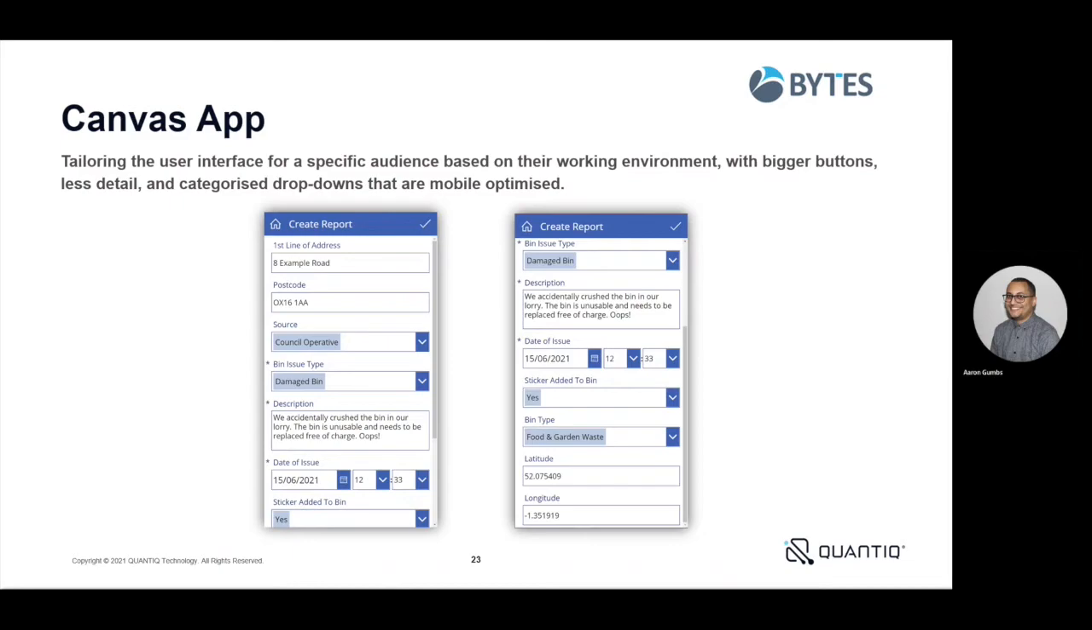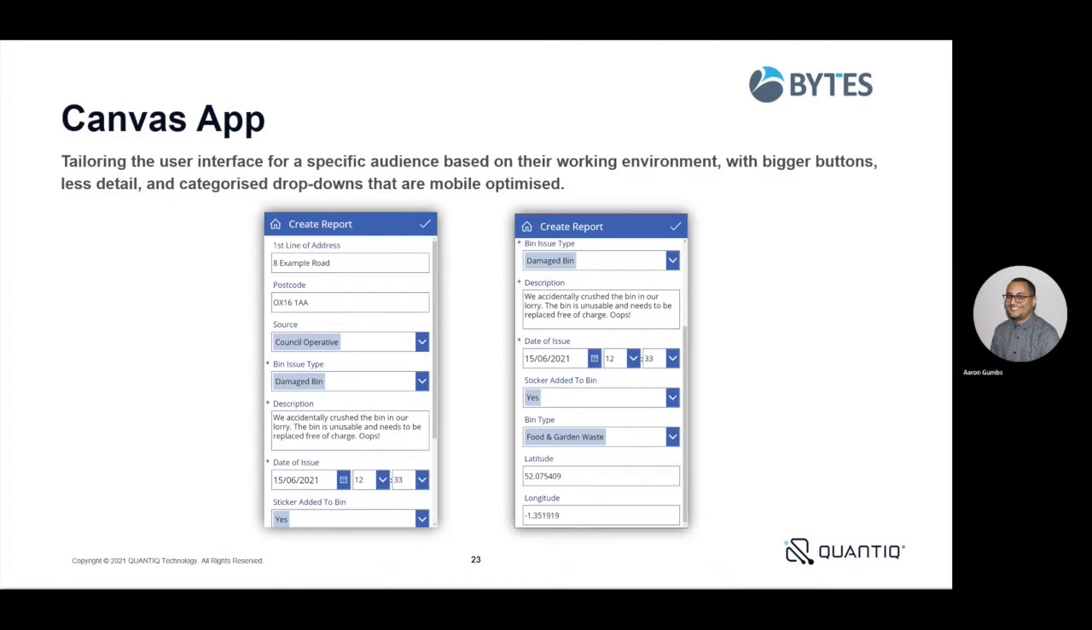On here, we automatically populate the date. We automatically populate the latitude and longitude because they might not necessarily know the address that the bin belongs to, but then they have the option to enter the address and other details as optional data if they do have that available to them.